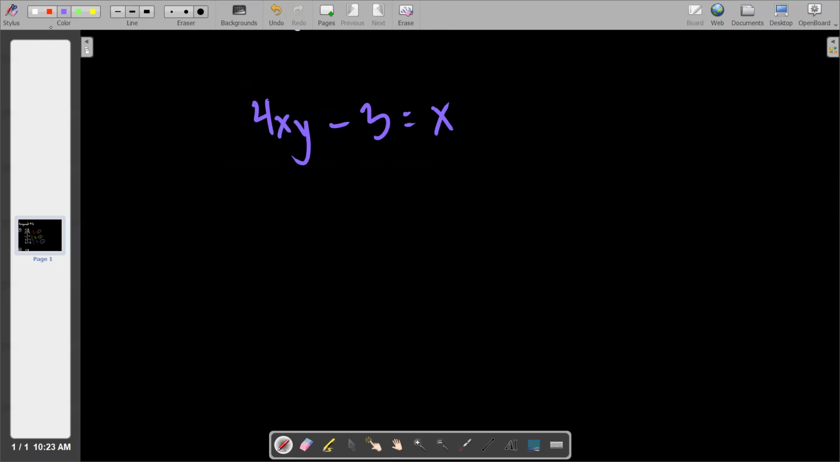Let's add that 3 away first. We really should try to move away the extra bonus floaty terms always first. So I'm going to take this 3 and add it across to both sides like this. So this is going to say 4xy equals 3x equals x plus 3.